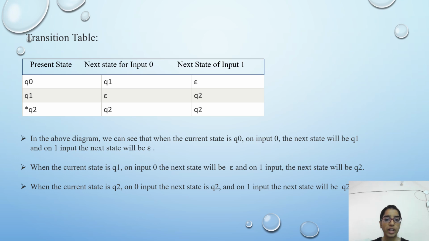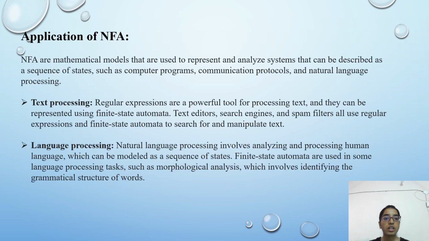As you can see in the above diagram, when the current state is Q0 on input 0, the next state will be Q1 and on input 1, the next state will be epsilon. When the current state is Q1 on input 0, the next state will be epsilon and on input 1, the next state will be Q2. When the current state is Q2 on input 0, the next state is Q2 and on input 1, the next state will be Q2. Next, applications of NFA.